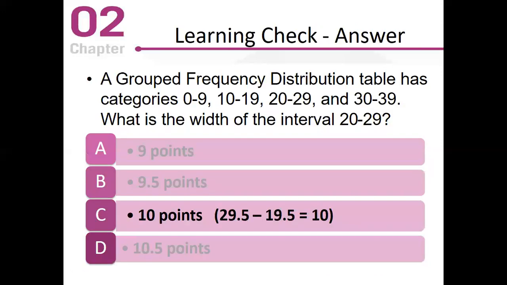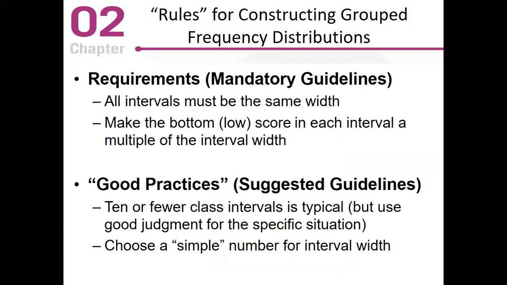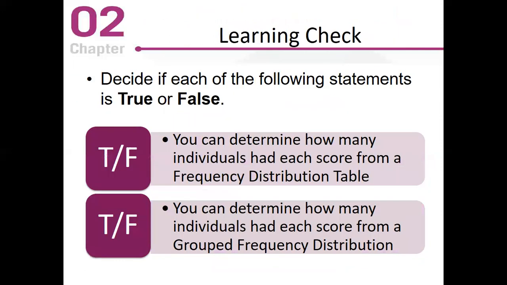So let's go back and look here. I can tell you that 49 workers earned between 38 and 39 in currency. I can't give you the exact amount. I don't have that data. Frequency distributions give us all of the data and details, but when we have big data sets, we may have to sacrifice some of those details by grouping up our possible response options and creating a grouped frequency distribution. Concise, simple, but we lose some of the details.